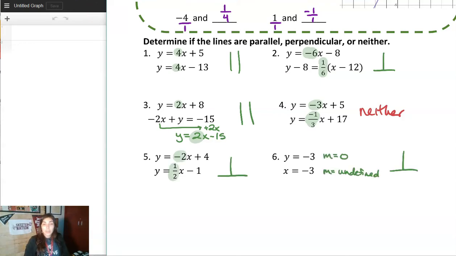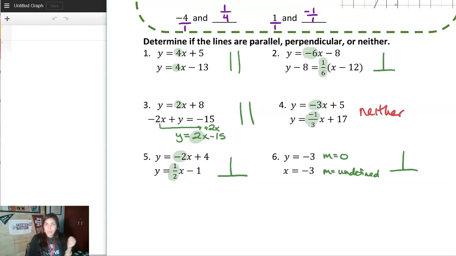Hopefully you notice that on number 5, the slopes of -2 and +1/2 are opposite reciprocals, opposite signs, flipped fraction. That means these are perpendicular. Number 6 is challenging. Did you recognize that this one, y equals -3, is a Hoy function, so its slope is 0, and that this one is a Vux function, which means that its slope is undefined? Well, 0 is flat, and undefined is straight up and down. And so those two things would meet at a right angle.